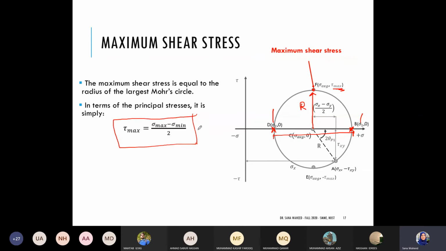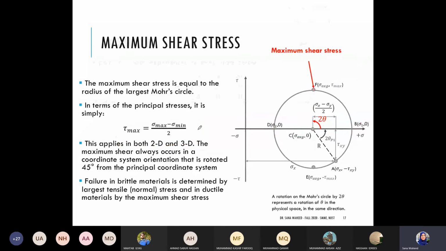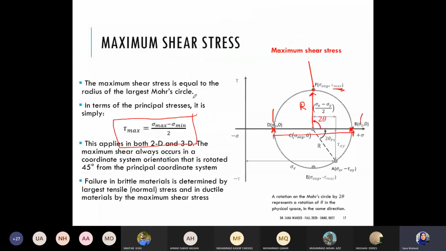So that's all that we need to do once we've already found our principal values. We just need to identify which of those principal values is the maximum and the minimum, subtract the 2, and divide by 2 to get our maximum shear stress.